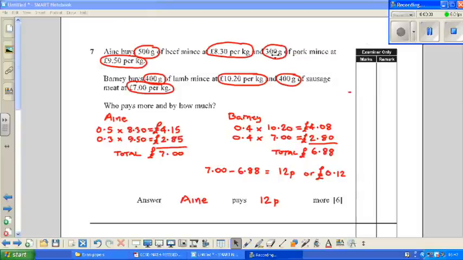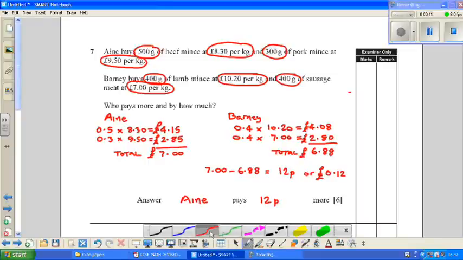Okay, so for number 7, we've got 500 grams of beef mince. I've circled the key numbers here. So 500 grams of beef mince at £8.30 per kilogram. First thing you need to notice is that the weight is in grams and the price is in kilograms. So we're going to have to change the grams into kilograms.